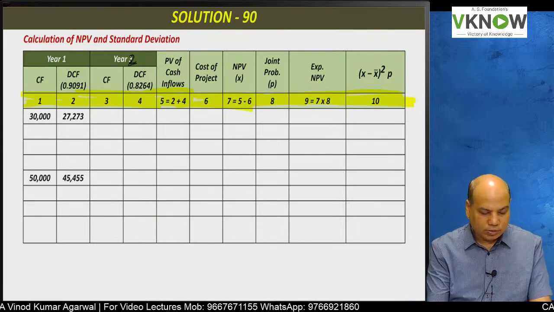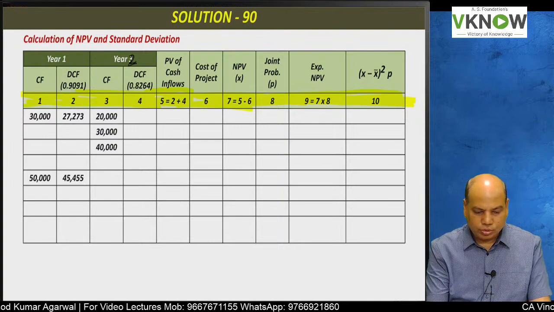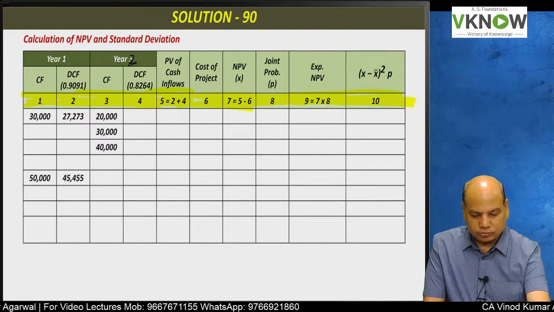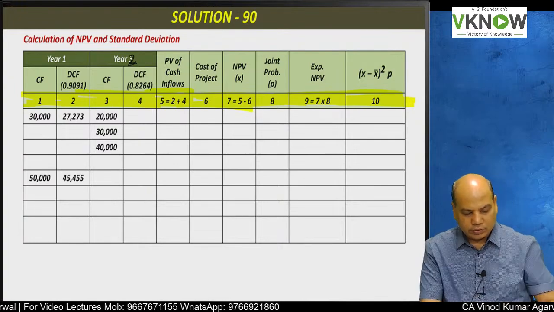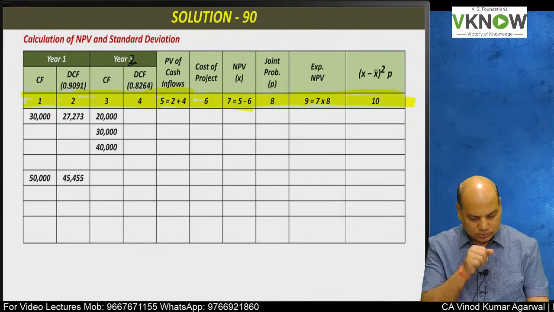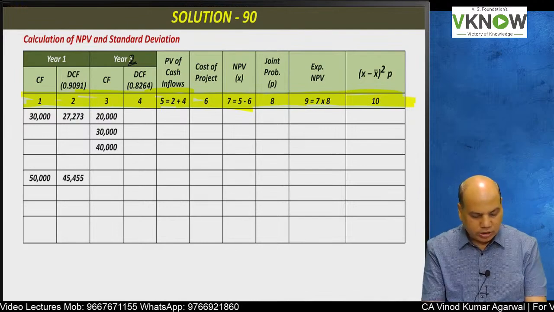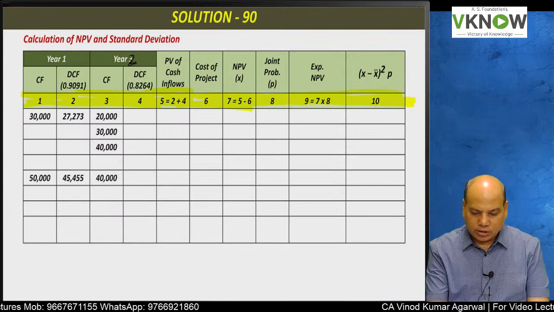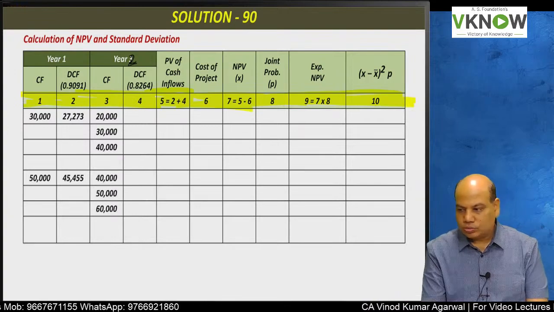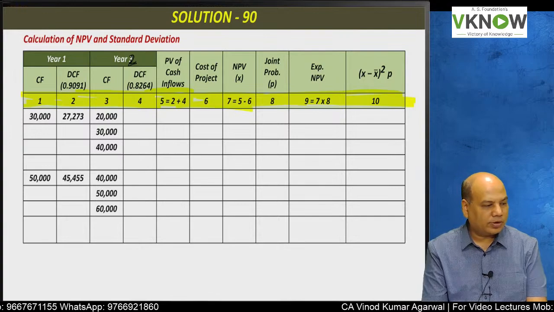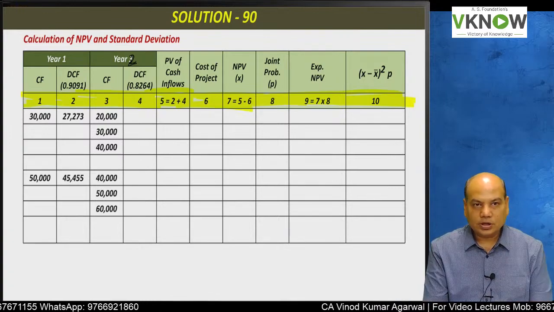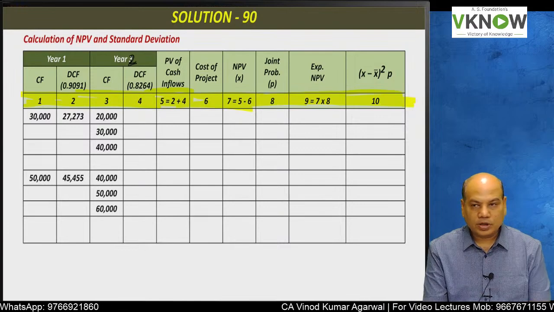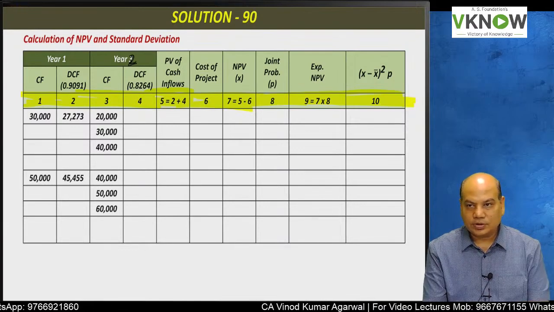Then write down cash flow of year 2. Under that write down 20,000, 30,000, 40,000, and then write down cash flow of year 2 if you get 50,000: 40,000, 50,000, 60,000.